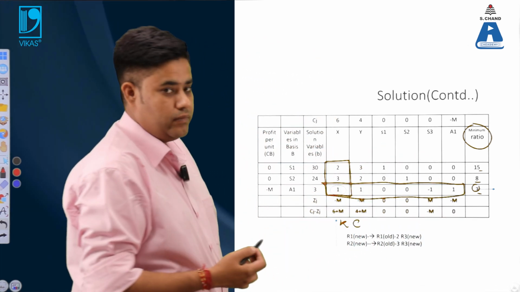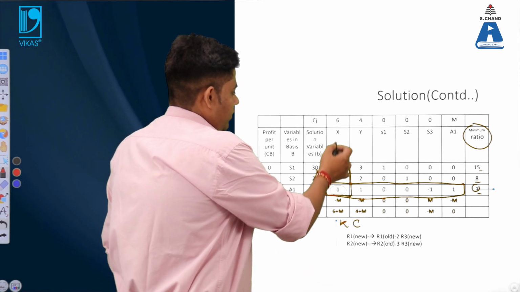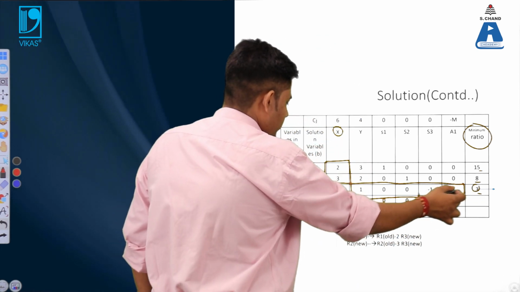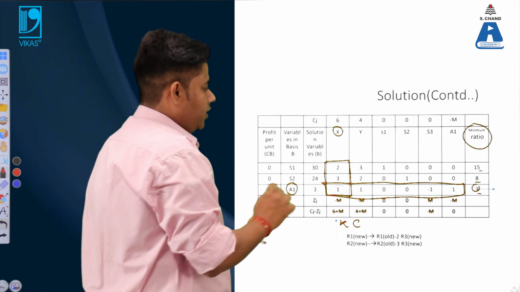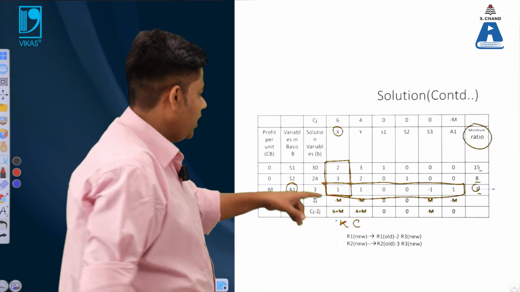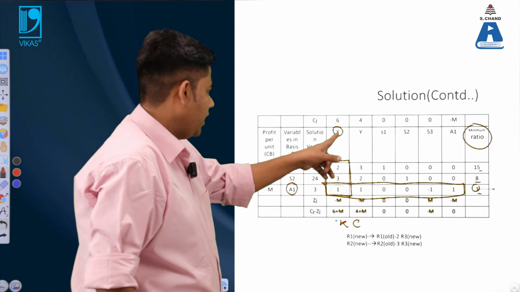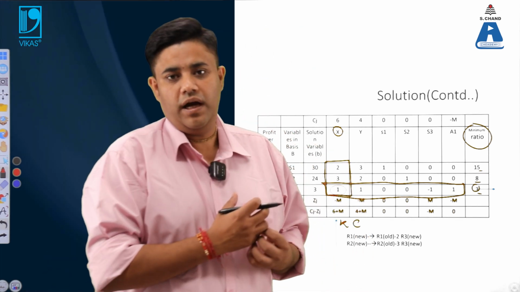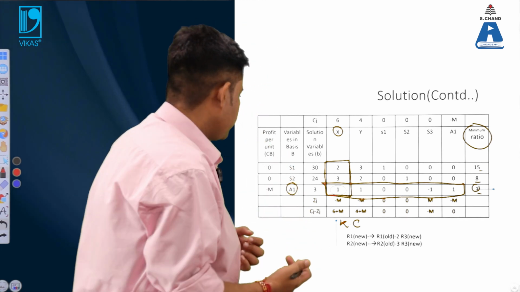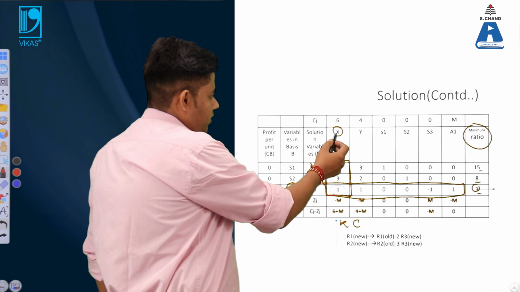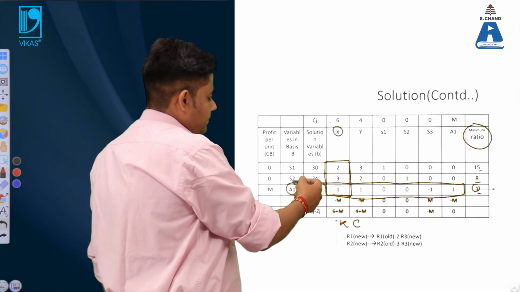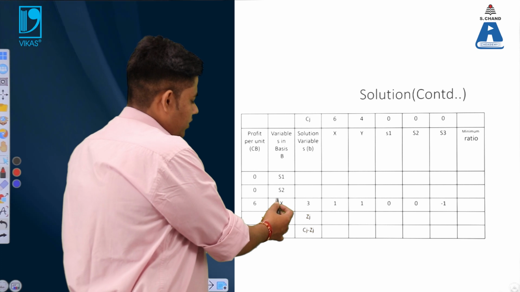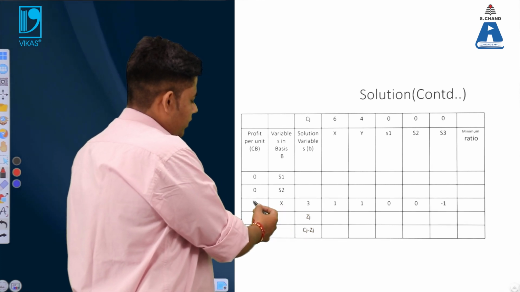What do this key column and key row indicate? The key column indicates that x would be the entering variable, and the key row, which is this 3, indicates that artificial variable 1 will be the leaving variable. So in the next iteration, in place of artificial variable 1, I have to write this x. So key row indicates the leaving variable and key column indicates the entering variable. In the next iteration, I will substitute artificial variable 1 with x, and this would be removed. The coefficient would be of x only.